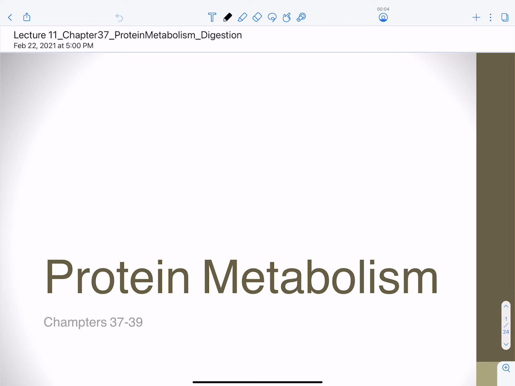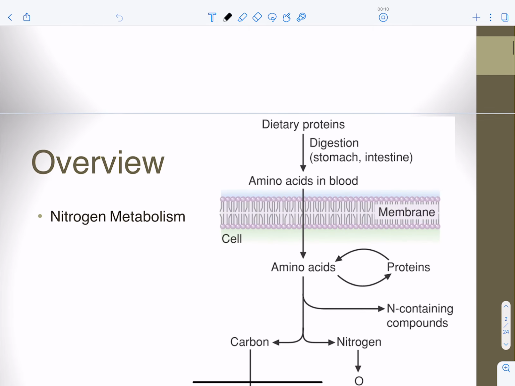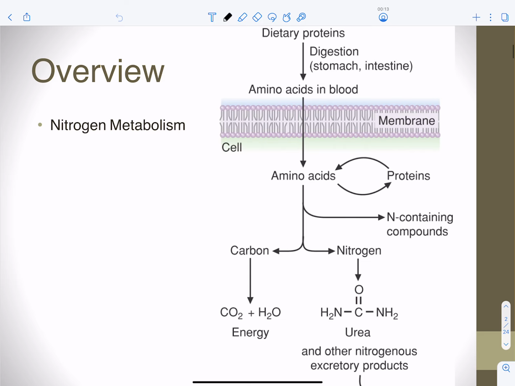Okay, so now we are starting in a new area. We will be doing protein metabolism. Just as a general overview, protein metabolism is going to be tied very closely to nitrogen metabolism. And you have to deal with nitrogen because if you generate ammonia, NH3, this is very toxic. It does damage to cells, which ultimately does damage to systems and organs, etc.